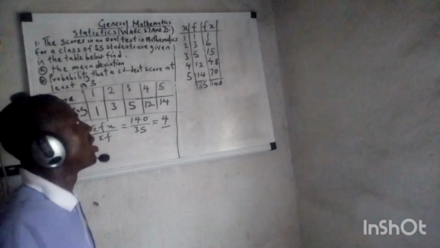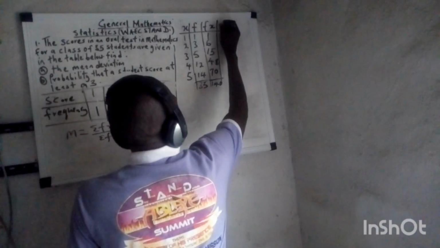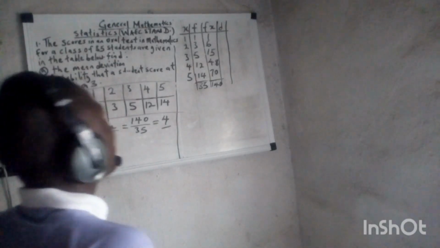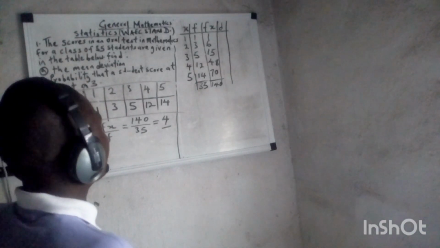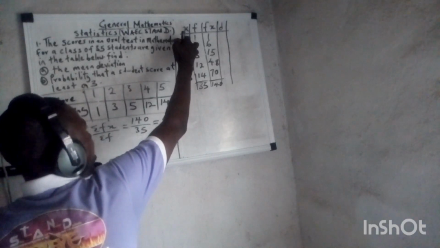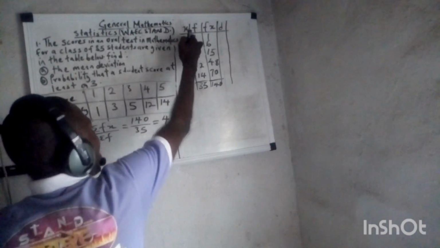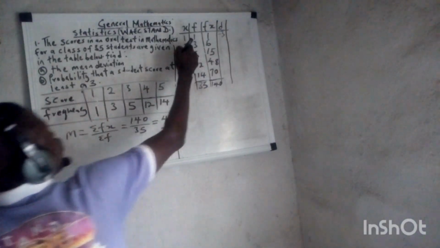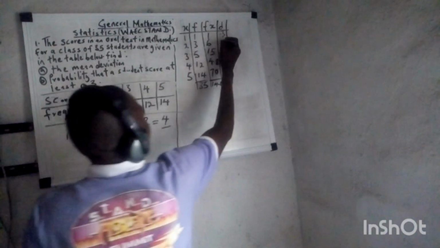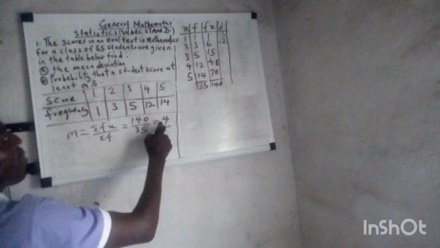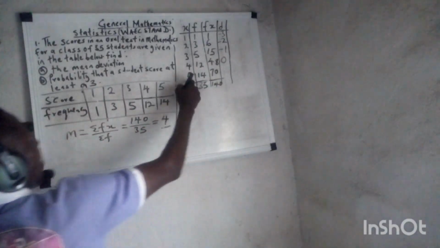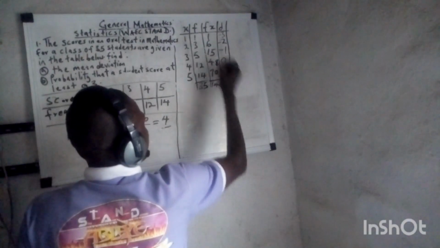If that is so, let's get the deviation. The deviation is also called the deviation from the mean. The deviation from the mean simply means the x value minus the mean. That is 1 minus 4, you get minus 3. 2 minus 4, you get minus 2. 3 minus 4, you get minus 1. 4 minus 4, you get 0. 5 minus 4, you get 1.